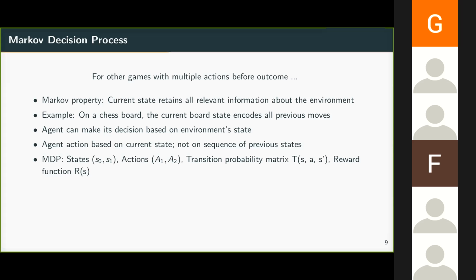So what is the MDP? Markov decision process is simply saying that there are states, S0, S1 and so on. There are actions A1, A2, A3, and so on. And there is what is called a transition probability matrix. Given a state S, you take an action A. What is the probability that you go to a new state S prime? S to S prime, you take an action.